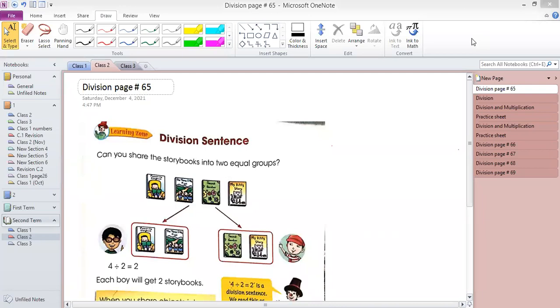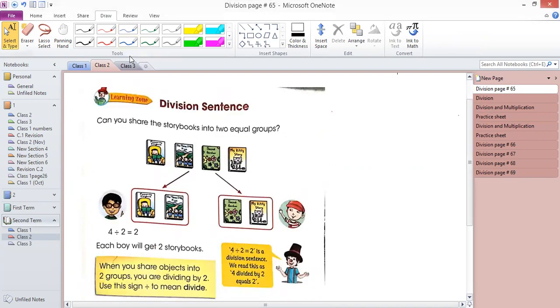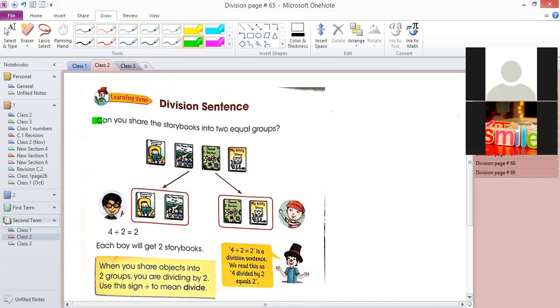So on page number 65, guys, there is a heading division sentence. So let's read it first. Can you share the storybooks into 2 equal groups? Yes, we can share the storybooks into 2 equal groups. So how many total books are there? 1, 2, 3, and 4. There are total 4 storybooks, and we have to share into 2 equal groups.